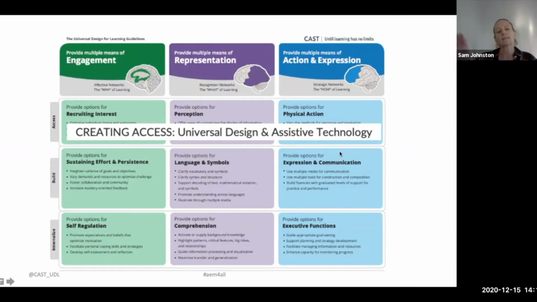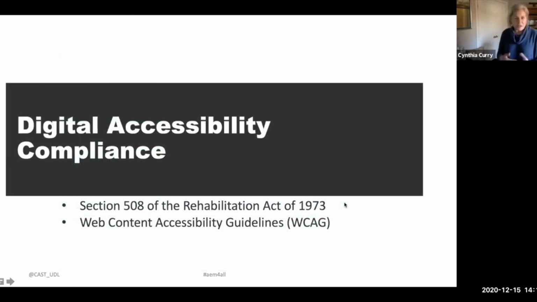Today, really the access layer is what we're going to emphasize. And that's really about focusing on universal design, assistive technologies, and accessibility-first approaches with our technologies so that all students can engage with our learning environments. We're going to focus here specifically on digital accessibility compliance. So we're really talking about functional access to the materials, to the learning experience, to the technology.